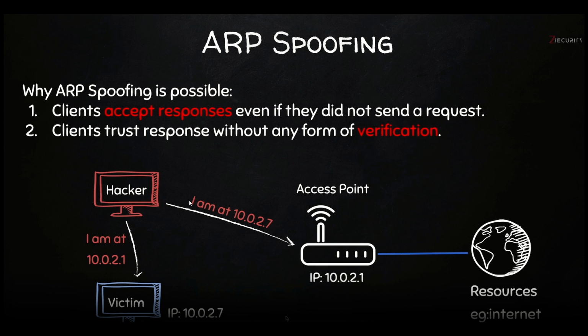So that's why ARP spoofing is very easy to do. Why? Because clients accept responses even if they did not request them, and clients trust responses without asking for verification. Like, are you for real on 10.0.2.1? Are you really on that IP address? The victim wouldn't ask, nor would the router ask this.